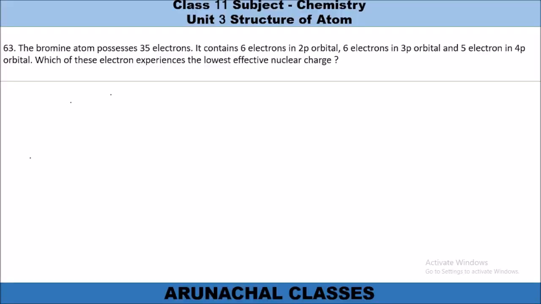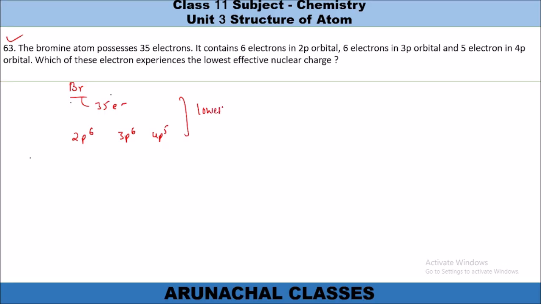Now we are with question number 63. So let us solve this question. The bromine atom possesses 35 electrons. If it contains 6 electrons in the 2p orbital, 6 electrons in the 3p orbital, and 5 electrons in the 4p orbital, which of these electrons experiences the lowest effective nuclear charge?